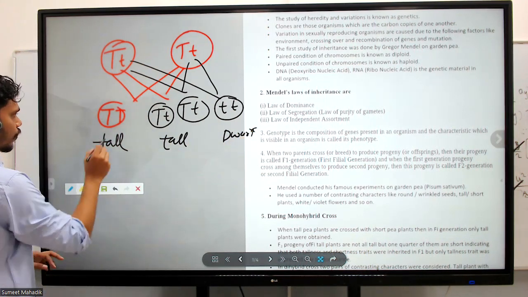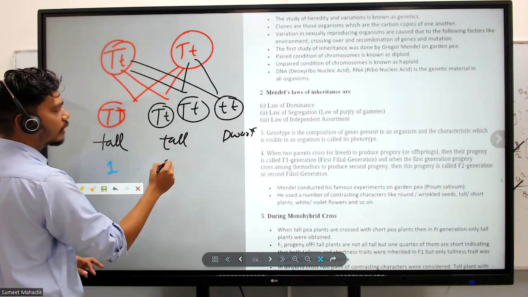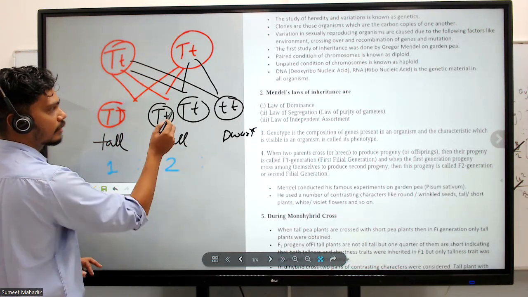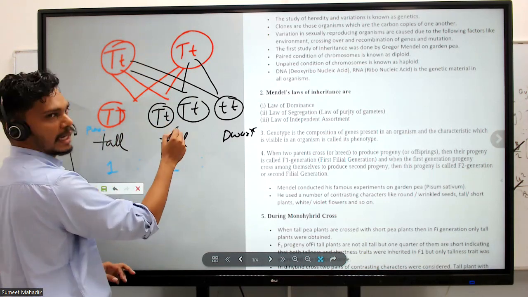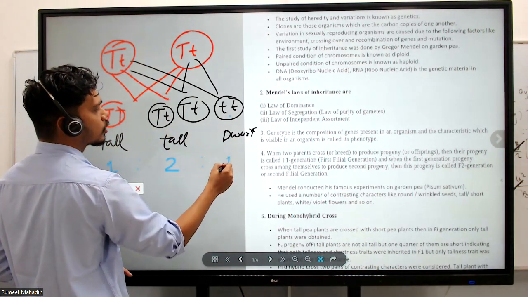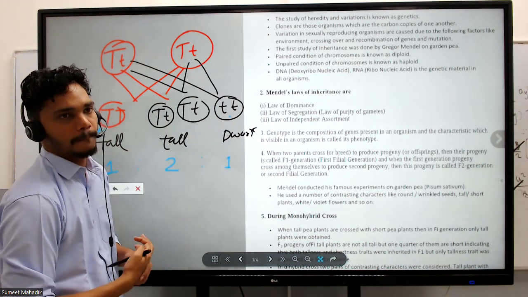So what is the ratio? Only pure tall is one. The dominant one is two, and this is heterozygous. This is homozygous, pure. This is heterozygous. And dwarf is one. So what is the ratio I'm getting? 1:2:1 over here. Okay.